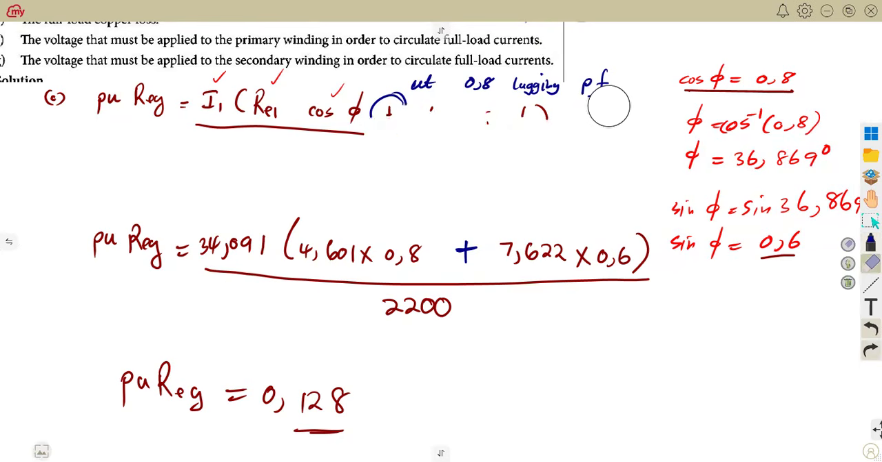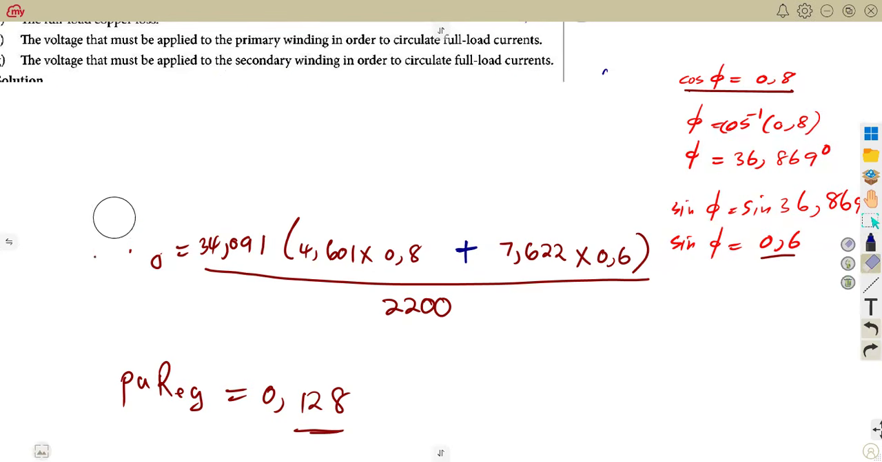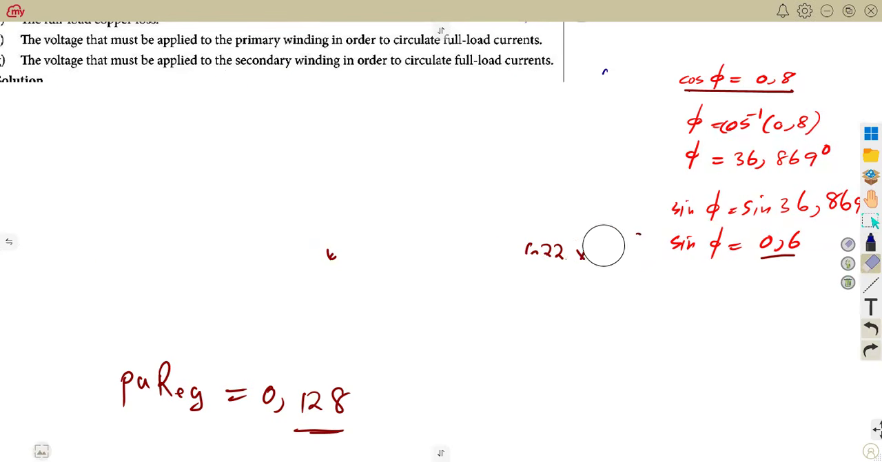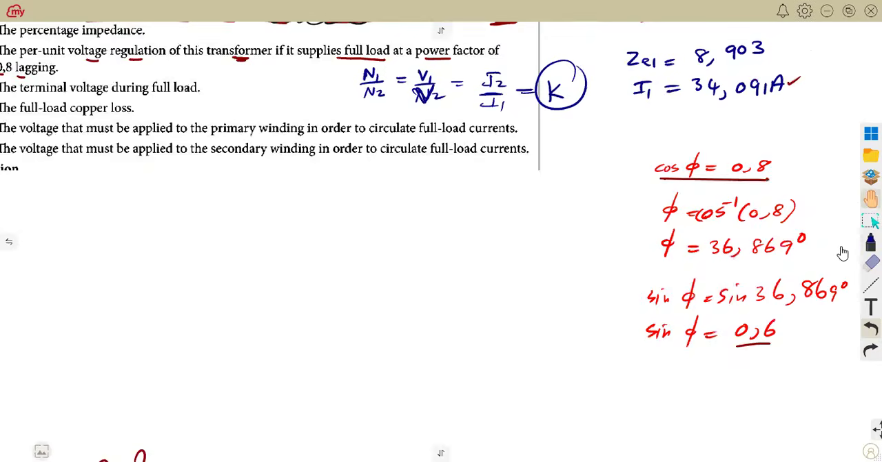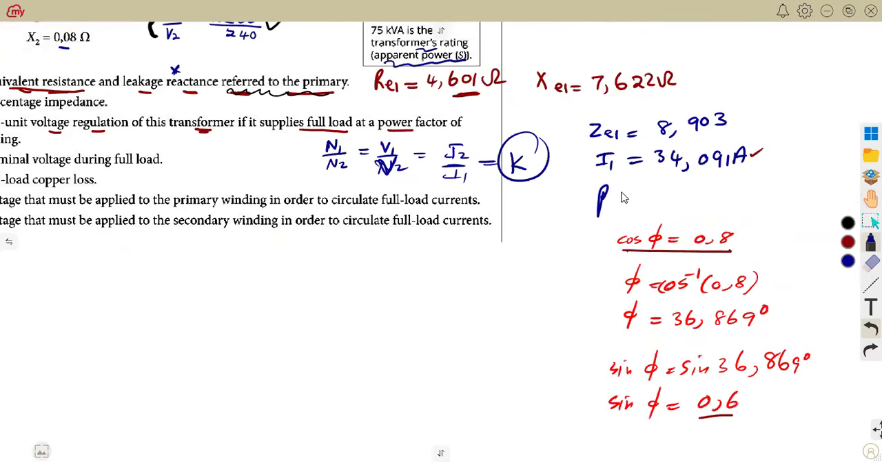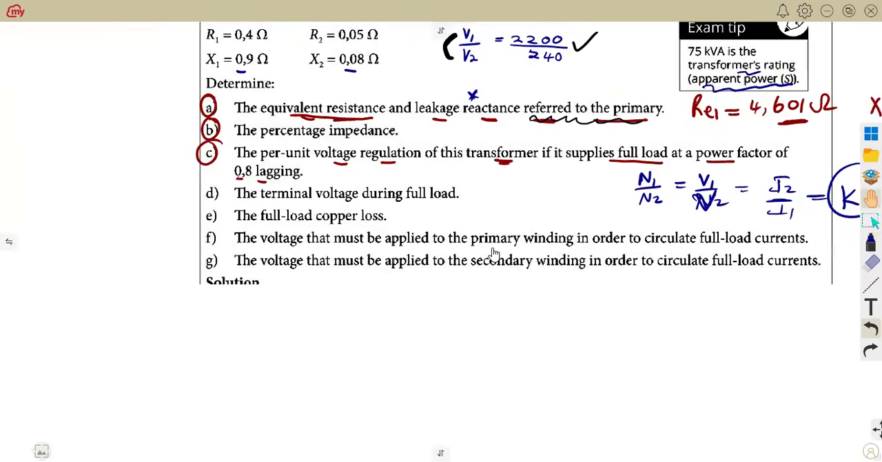So that's it, guys. That's it, at a lagging power factor. So the per unit regulation is calculated. Let's just write this. Remember, electrotechnics, guys, what you calculated is a continuation, so we might need it. 0.128. Let's just write it aside. Let's say the next question.